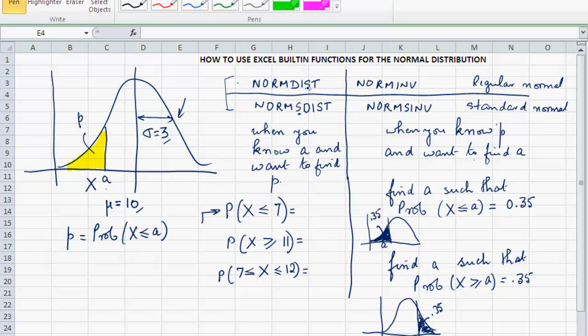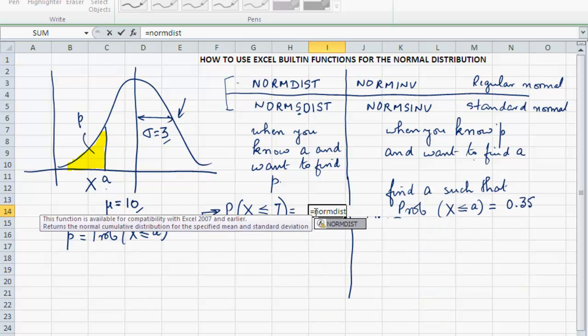So let's try the first one. What is the probability of x less than or equal to 7? You can see that this normal distribution has a mean of 10 and a standard deviation of 3. So it is not the standard normal distribution, it's a regular normal distribution. So since I know where I am on the x-axis and I want to find P, I will use NORM.DIST.